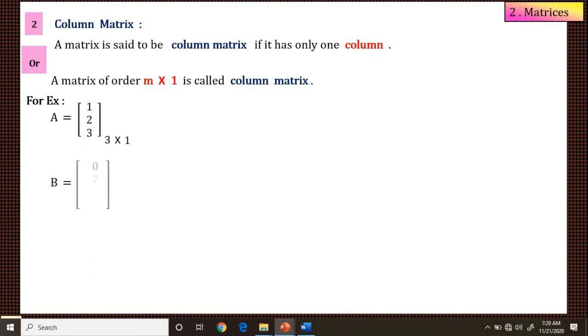Let me take another example. Let B is equal to matrix 0 7 4 minus 2. In this matrix there are 4 horizontal lines, that is, the number of rows is 4 and there is only one vertical line, therefore 4 cross 1 is the order. Another example, matrix minus 2 minus 1. In this matrix there are 2 rows and 1 column, therefore the order of the matrix is 2 cross 1, etc.